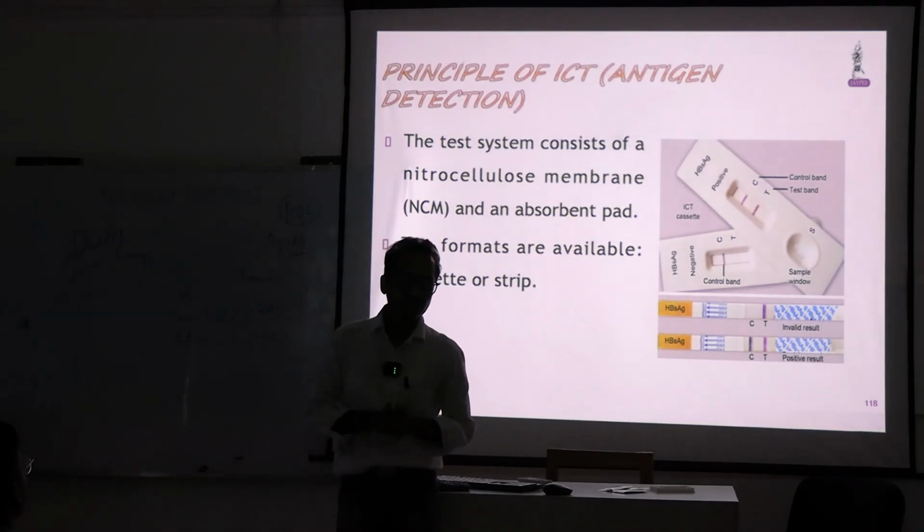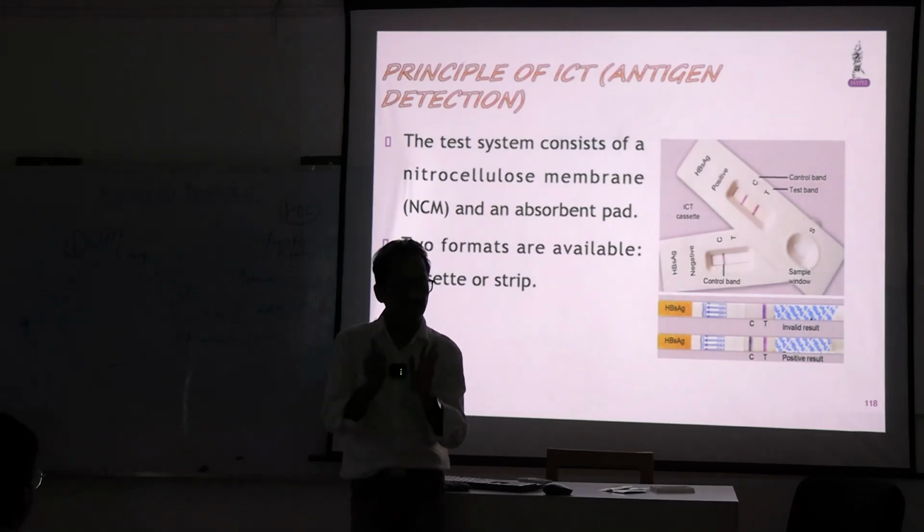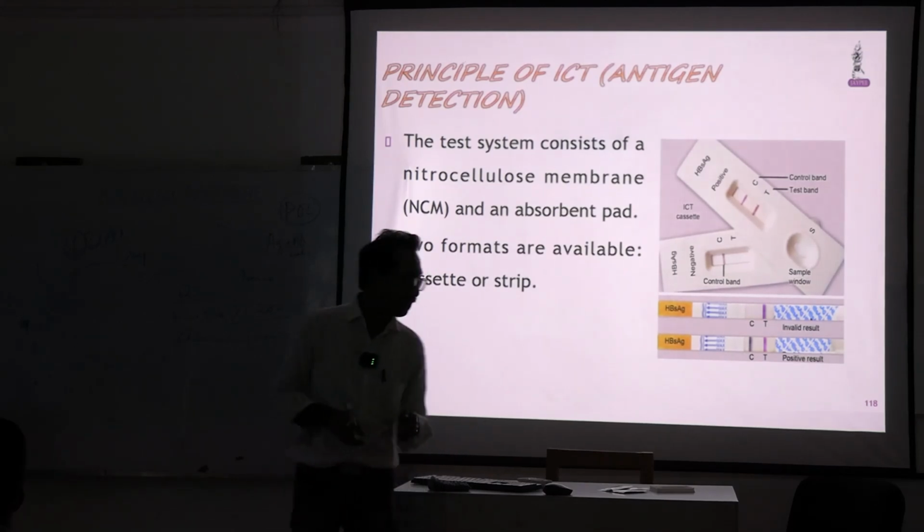Suppose I am giving you three situations. There is a band in the control line and also a band in the test line, so it is positive. If there is a band in the test line but no band in the control line, the test is invalid and you have to repeat it. The control has to come for the validity of the test. When both control and test lines appear, it is positive. When the control line appears but there is no test line, the test is negative.